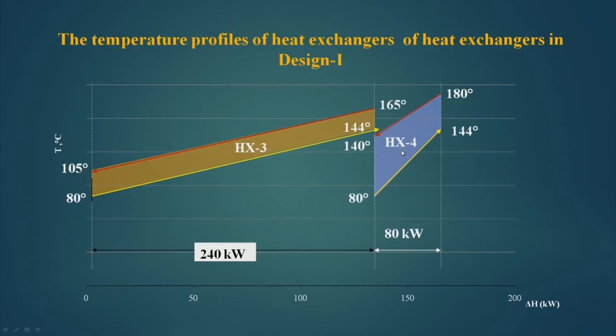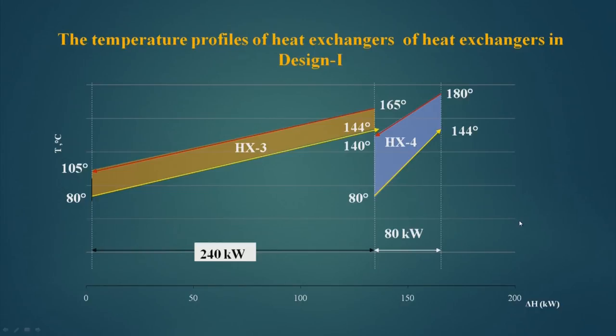Similarly, there is a second heat exchanger, which we call heat exchanger number 4. Here the cold inlet is 80 degree, cold outlet is 144 degree, hot inlet is 180 degree, hot outlet is 140 degree, and this capacity is 80 kilowatt.